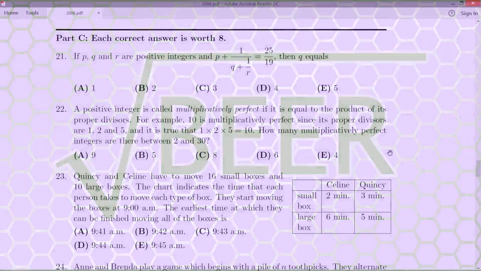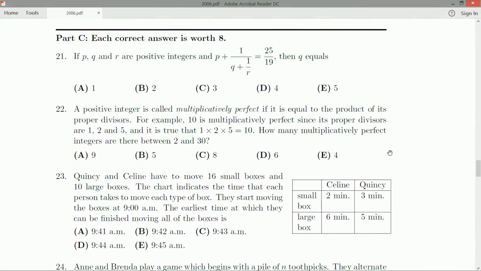We're looking at question number 22 in this video. Question 22 on the 2006 grade 10 Cayley contest. A positive integer is called multiplicatively perfect if it is equal to the product of its proper divisors. For example, 10 is multiplicatively perfect since its proper divisors are 1, 2, and 5. And 1 times 2 times 5 is 10. How many multiplicatively perfect integers are there between 2 and 30?